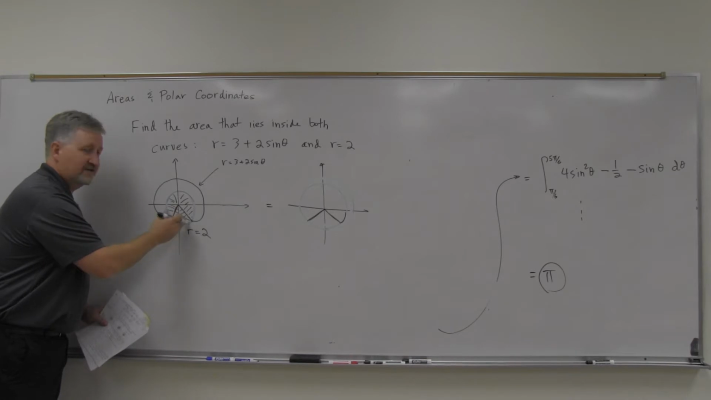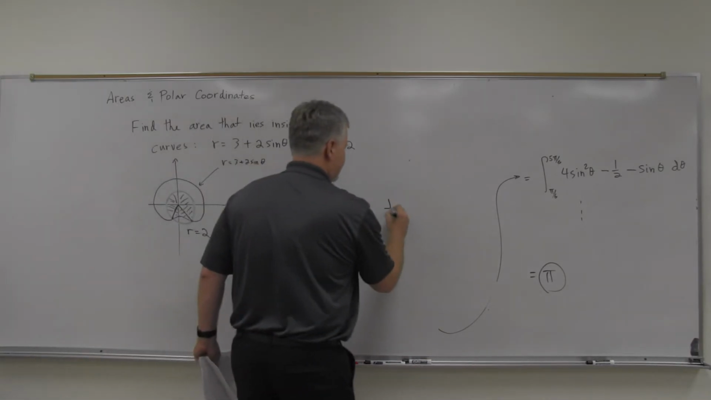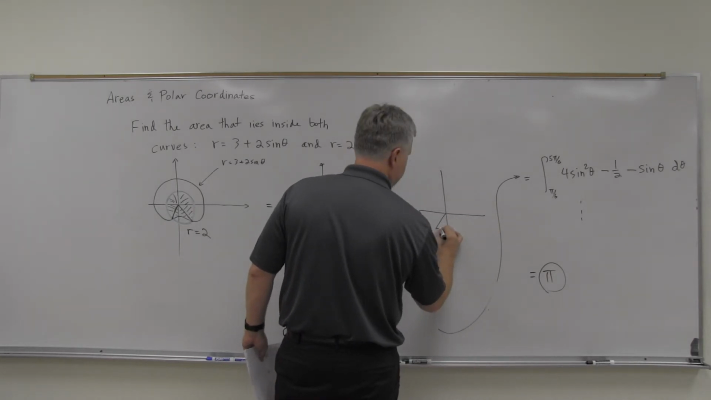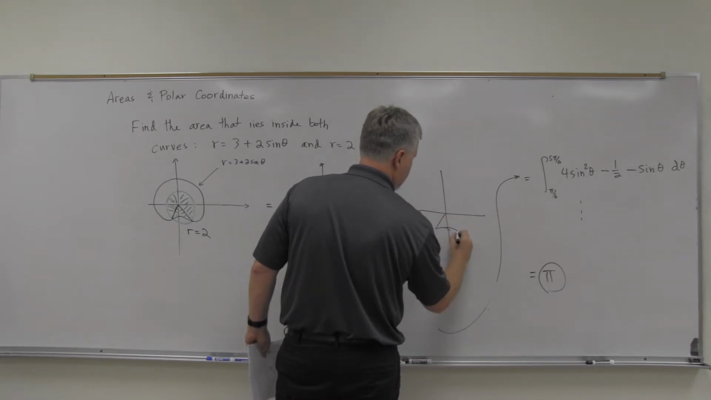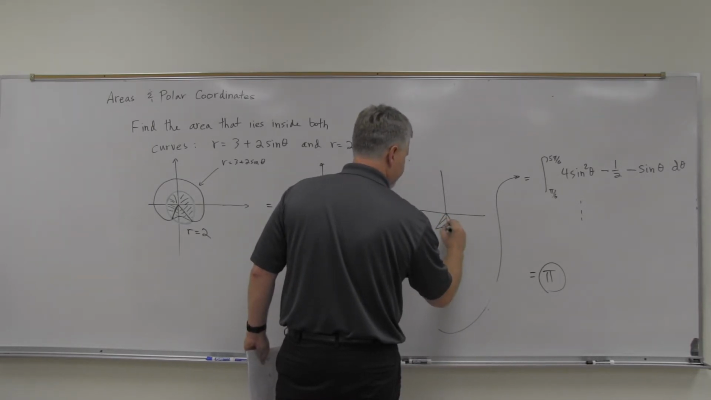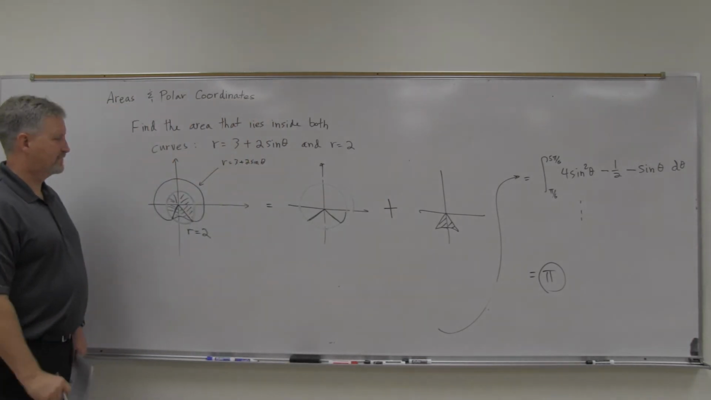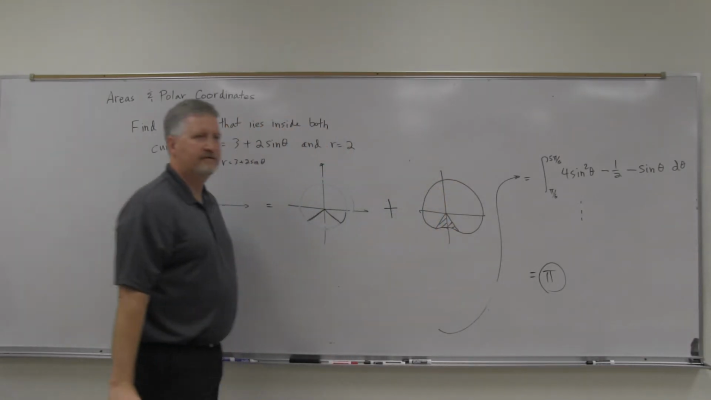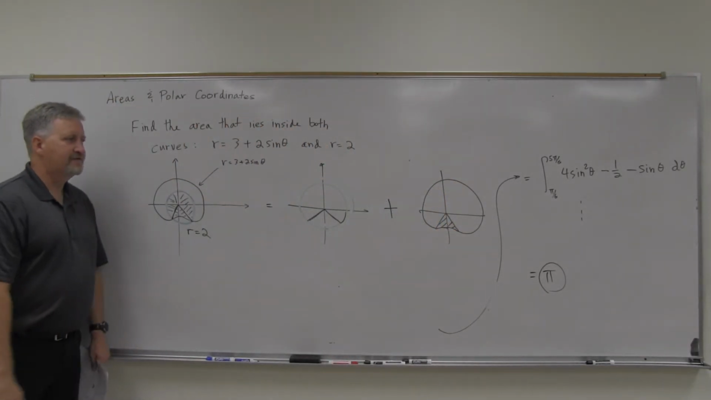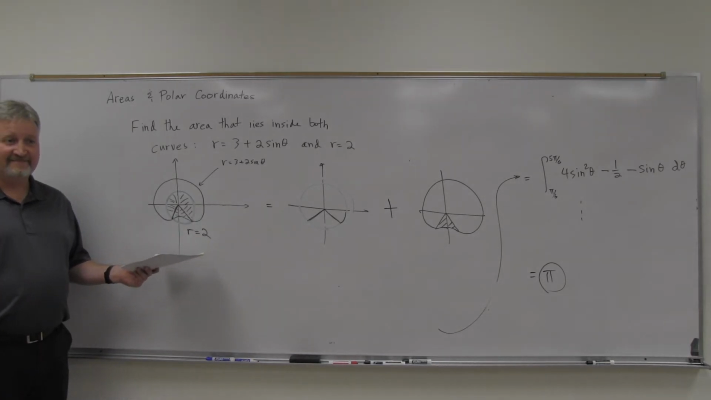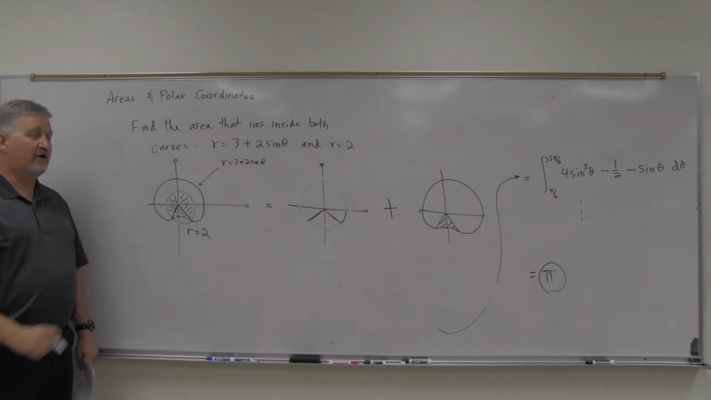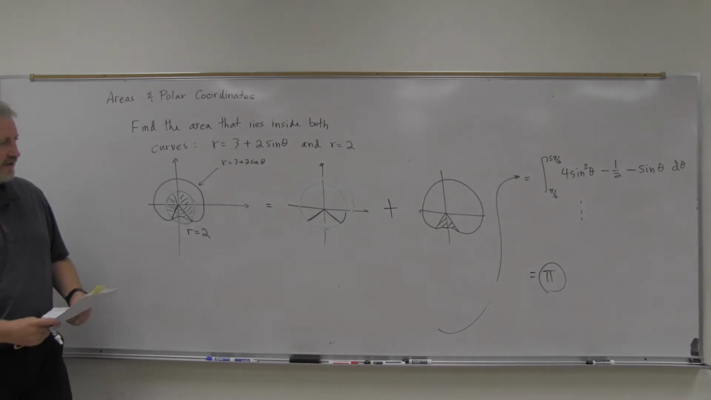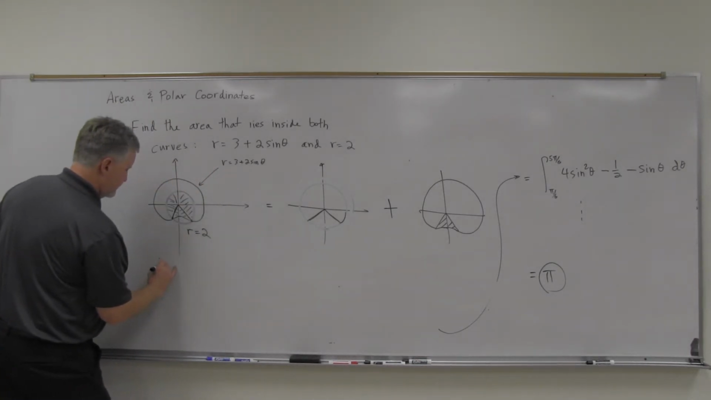But then I've got to get just the cardioid little piece. See what I'm saying? Just that little piece out of this whole big cardioid. It's not a subtraction, it's an addition. So if you're inside both, that's not a subtraction, that's an addition of two things.